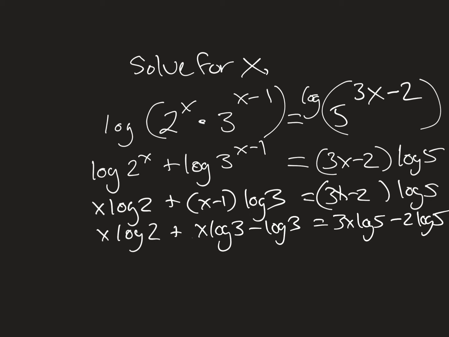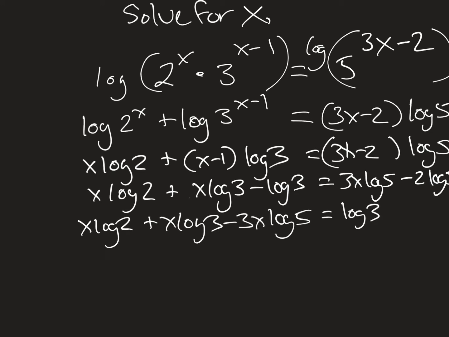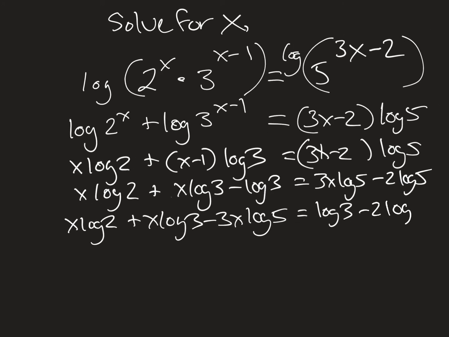Now again, the goal is just to isolate x. It's not going to be pretty necessarily, but we want to get it in a form that I can just put into my calculator and find the decimal approximation. Let's get everything with x on one side and everything that does not have an x on the other side. So I'm going to bring the x's to the left, which means I have to bring the 3x log 5 over. And I'm going to bring the log 3 to the right, and that will join the minus 2 log 5. In order to isolate x, I'm going to factor it out.